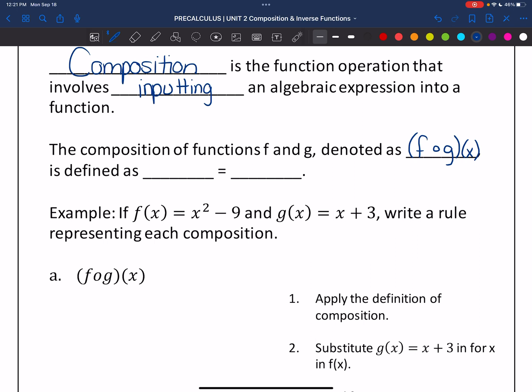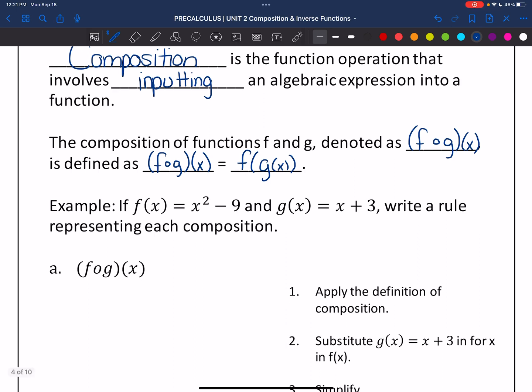And just so you know, this way in which we write it, the way that it's denoted, when I write f of g of x, that really means f of g of x, where whatever expression is the rule for g, that is going to be what is inputted into the rule for f.